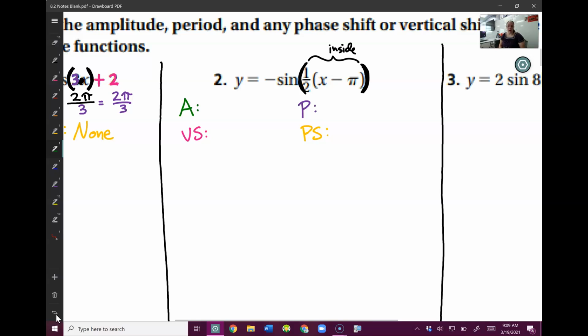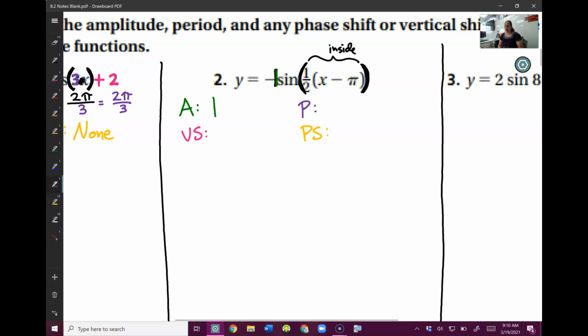Amplitude, multiplying on the outside. Well, if I look, I don't have a number that I'm multiplying on the outside there. However, what number is there? We just don't write it because we're lazy. There is always a secret 1 being multiplied. So our amplitude is actually that secret 1. And remember, we drop the negative until the very end. We'll come back to that negative later.